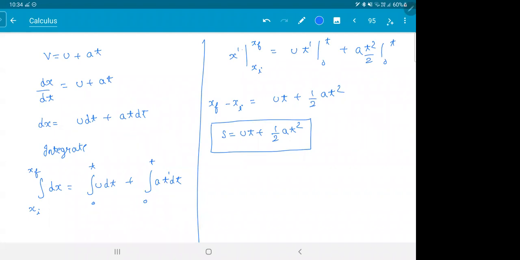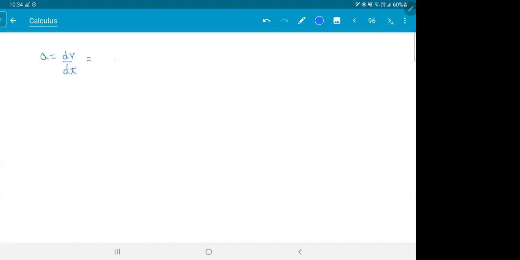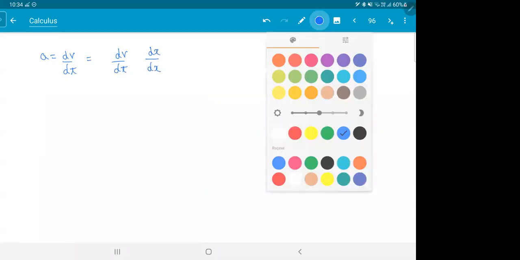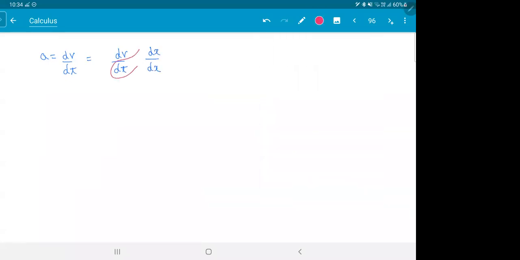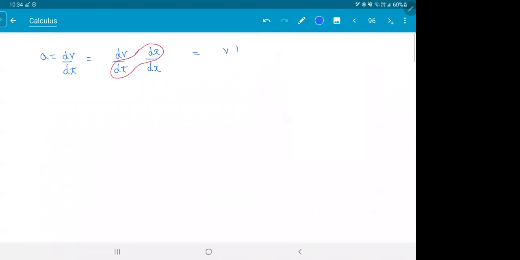Yeah, next one. Now we know acceleration is what? There is another form of acceleration. It is dv by dt. Multiply and divide by dx. dx by dx is anyway one only. Now if I take these two, what is dx by dt? It's v, no? Because v is dx by dt. So this is another form of acceleration.